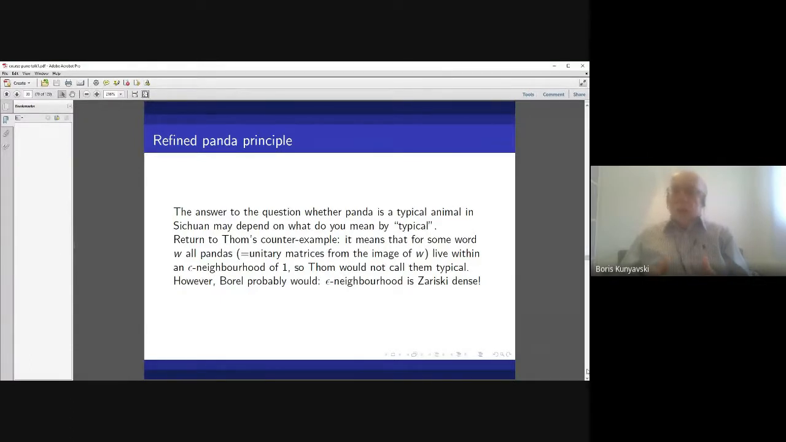So when you ask yourselves such questions which are not very well formalized, to be typical, to be large, to be small, be precise. Define in a precise way what exactly is meant by being big or small.